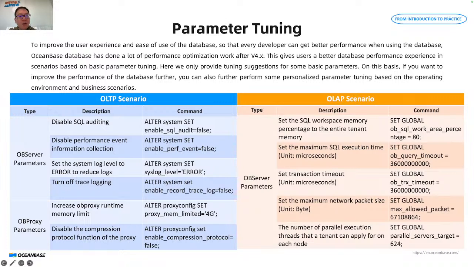For the OLAP scenario, we mainly adjusted the default timeout of SQL execution and the max network packet size to limit this to hard conditions. In addition, we increased the memory ratio used for SQL calculation so that data calculation can be performed in memory as much as possible. Finally, a node can allocate multiple threads for parallel execution, dividing a SQL query into subtasks that can run across multiple processors to enhance overall performance efficiently.